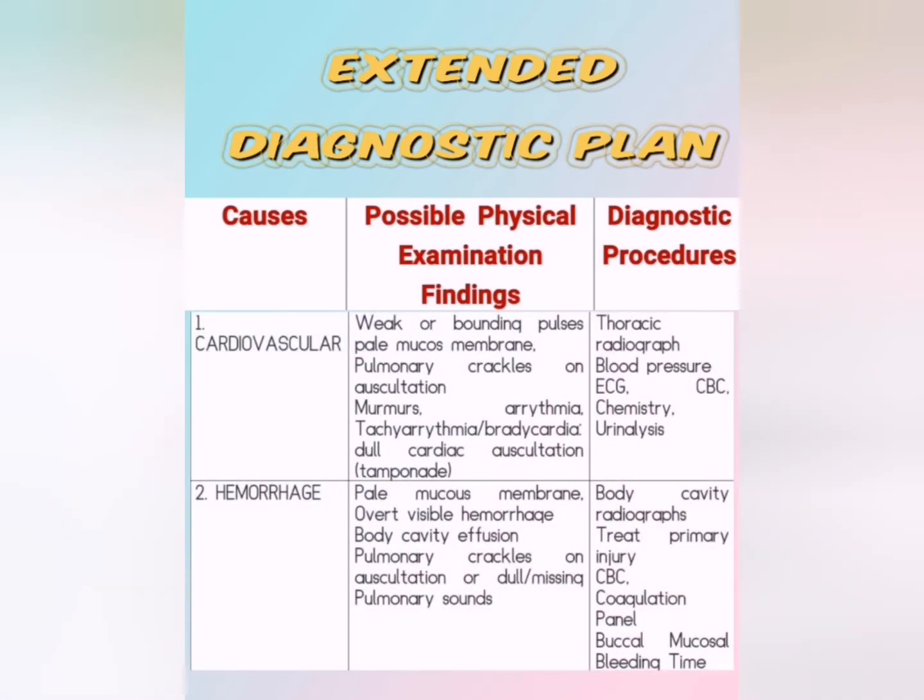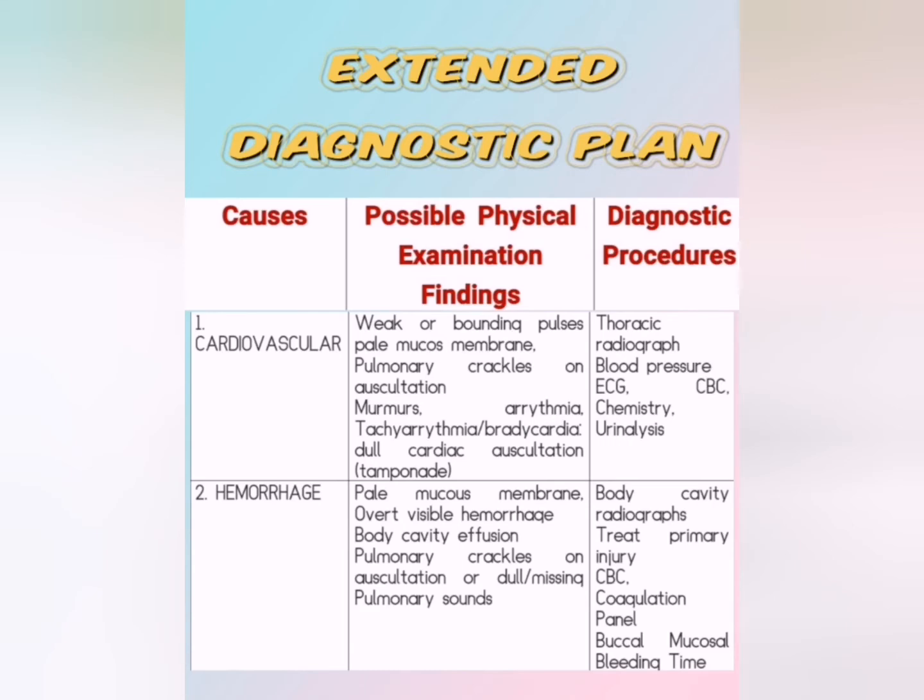Cardiovascular: weak or bounding pulses, pale, white, or blue mucous membrane, pulmonary crackles on auscultation, murmur, arrhythmia, tachycardia, bradycardia, dull cardiac auscultation, tamponade. Diagnostics: thoracic radiographs, blood pressure, ECG, CBC, chemistry, urinalysis, echocardiogram.